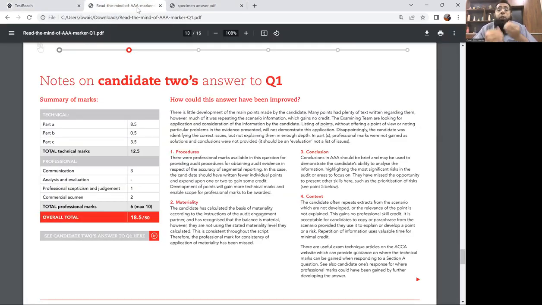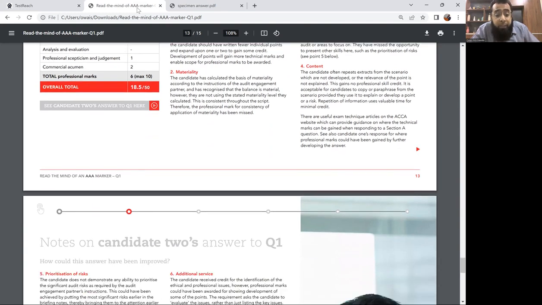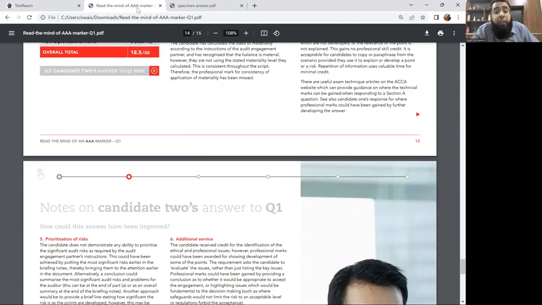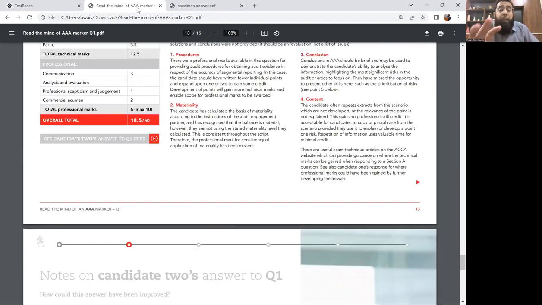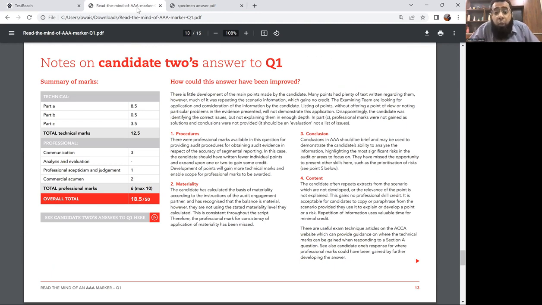Now, what you should be doing is printing out this document. You should read this entire document again. You can read the comments on how this answer can be improved. It's a very good document. This read the mind of the marker document is not provided for all exam past papers. This is only issued for this specimen paper. So you should gain maximum benefit from it.